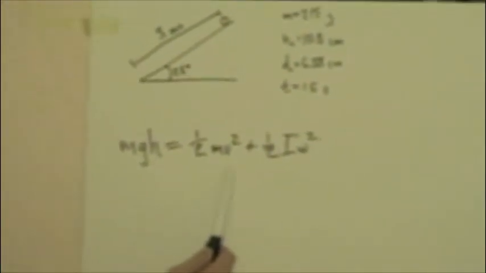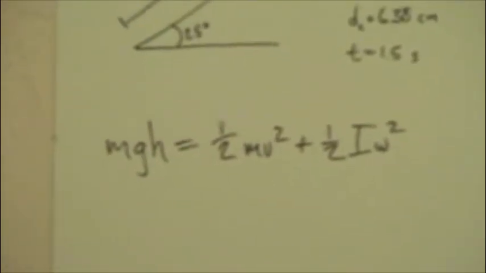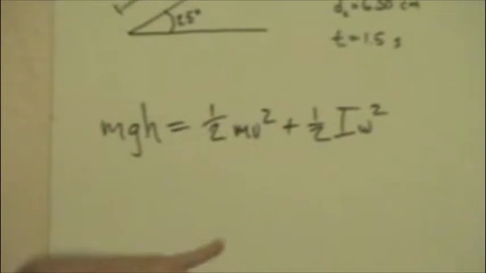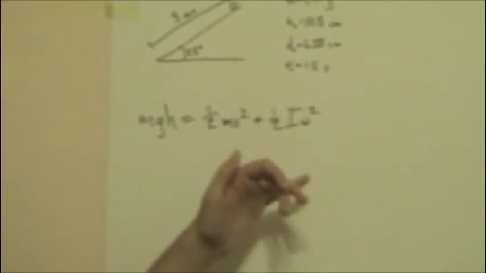Since this is a conservation of energy problem, we know that mgh, which is potential energy, is equal to half mv squared plus half I omega squared. Translational kinetic energy plus rotational kinetic energy. Now the problem is that in this equation, we don't have v or I or omega, but it's okay, we don't have I because that's what we're looking for. To get v, we need to remember the very basics of what velocity is.